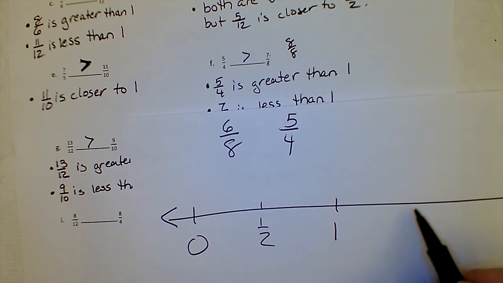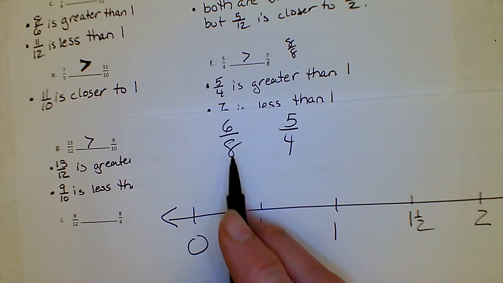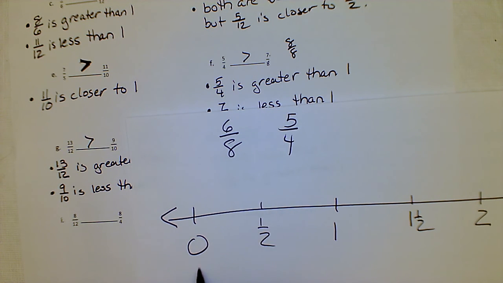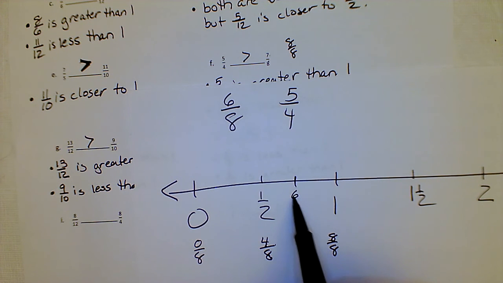The reason I'm doing that is that I have to go bigger. So this is 1.5, and this is 2. So if I'm looking at this, 6/8, if I turn some of these benchmarks into 8s, I would have 0/8, I would have 4/8 because 4 is half of 8, and I would have 8/8. So clearly 6/8 is going to be halfway between 4 and 8. 4 of this size pieces and 8 of this size pieces. And I'm being bad again, sorry. So this is where 6/8 would be.